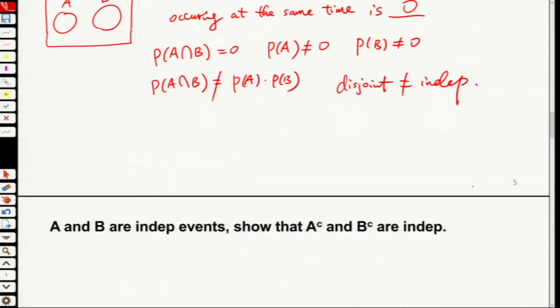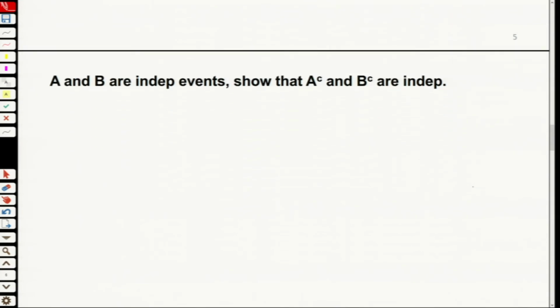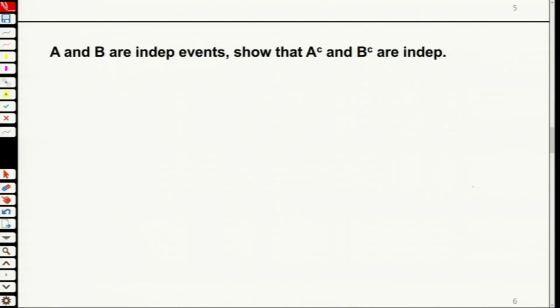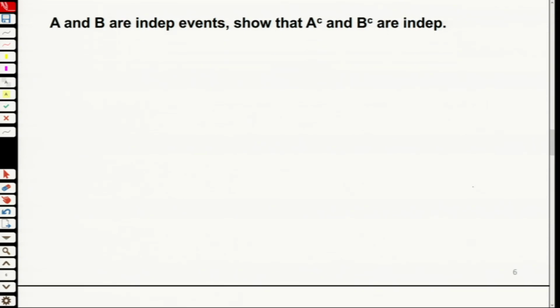Okay, now we finish this problem. Let's move to the next one. A and B are independent events. Show that A complement and B complement are independent.